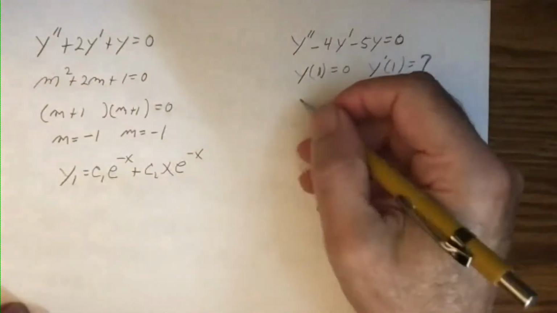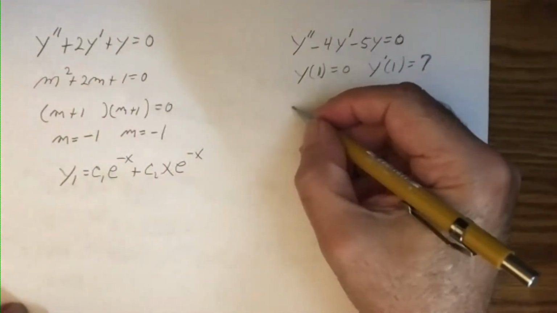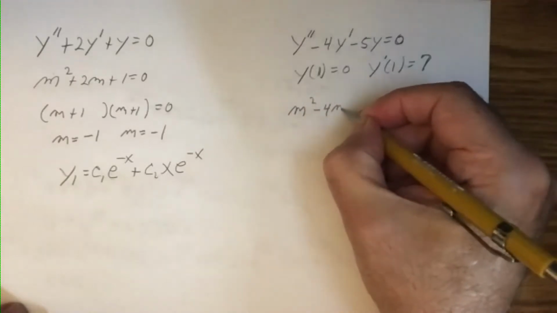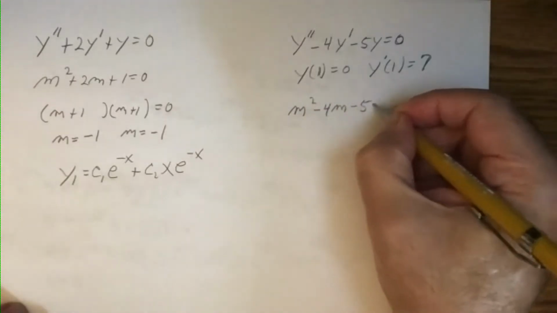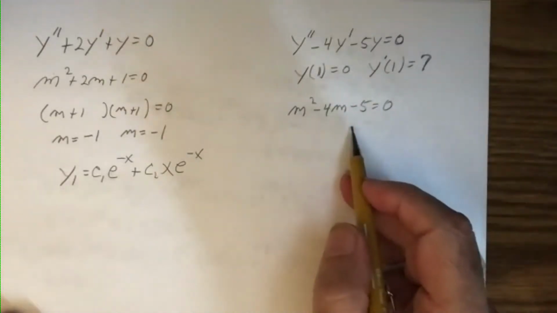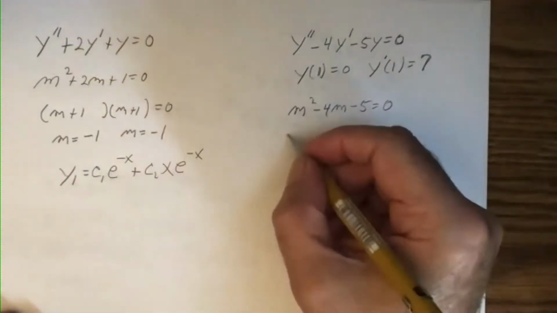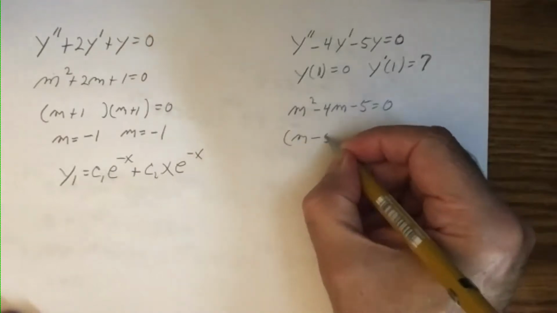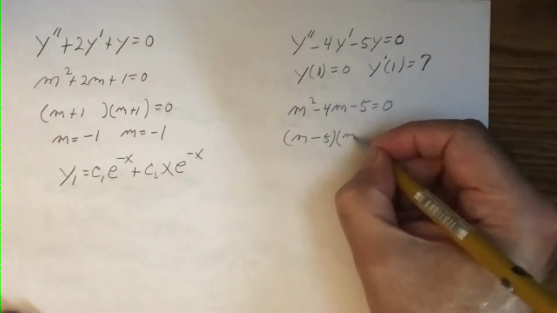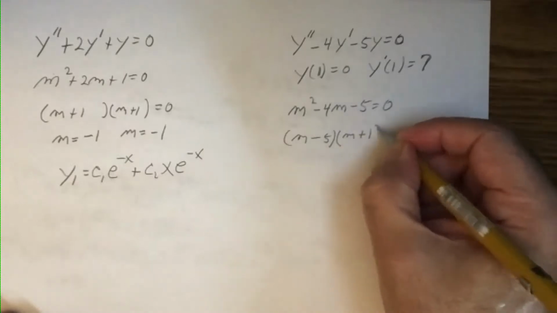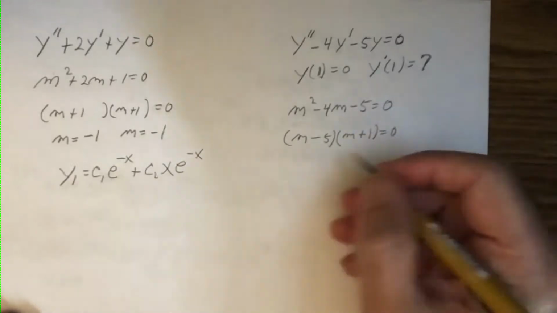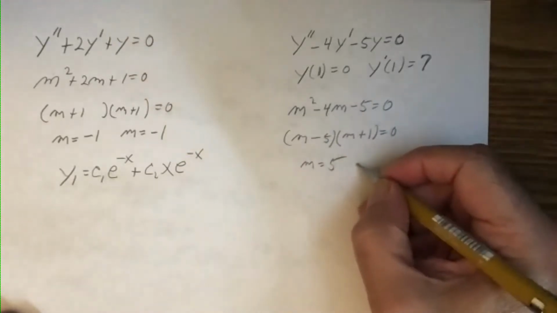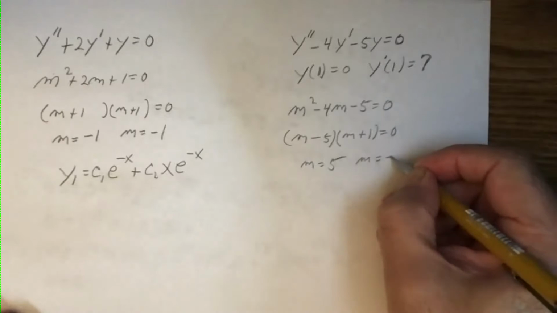All right, so I can immediately write down the auxiliary equation, right? The auxiliary equation is m squared minus 4m minus 5 is equal to 0, right? Everybody's got that. I can factor this into m minus 5 and m plus 1 is equal to 0. So in this case, m is equal to 5 and m is equal to minus 1.